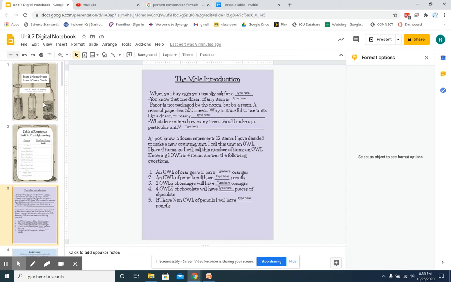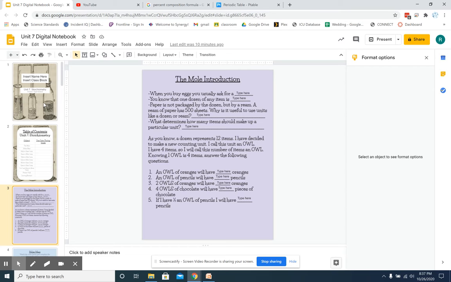Kind of like paper. Paper is not packaged by the dozen, but by a ream. A ream of paper has 500 sheets. Why is it useful to use units like dozens or ream? So I want you to think about why, there's really no wrong answer. Why do you think people use those terms? And then what determines how many items should make up a particular unit? Same thing there, just type what you think.